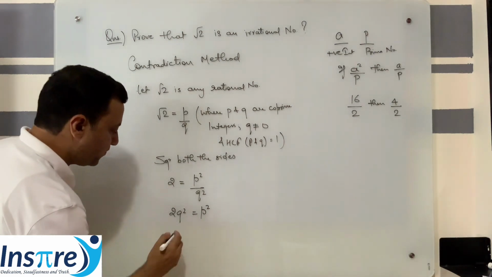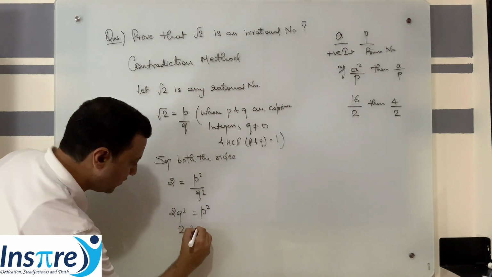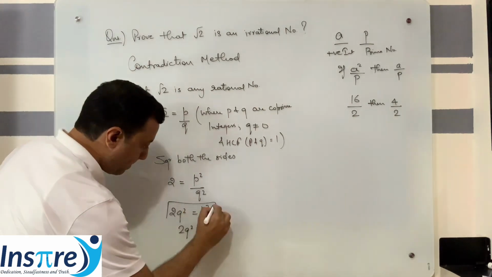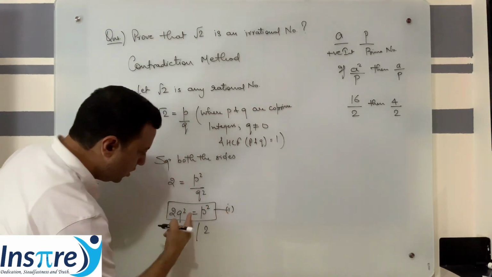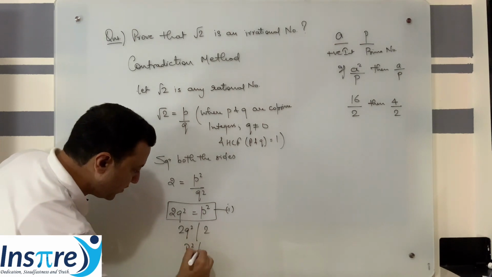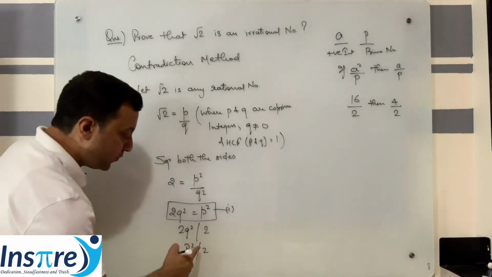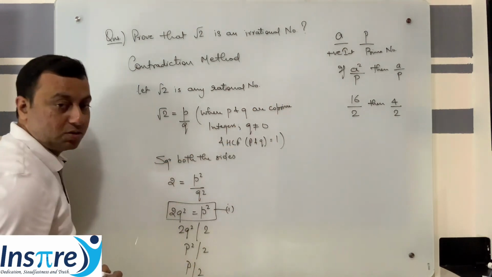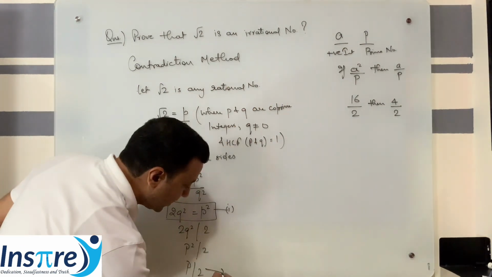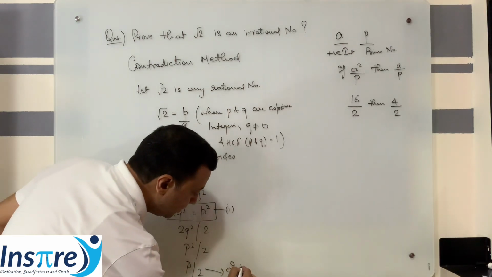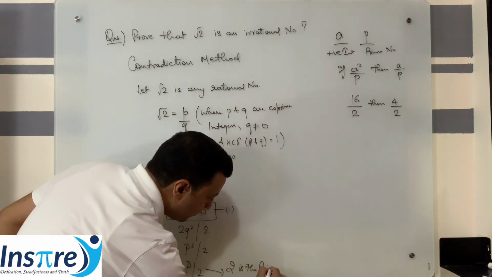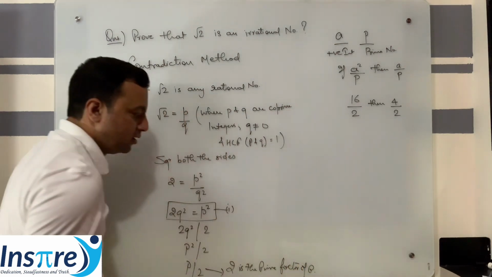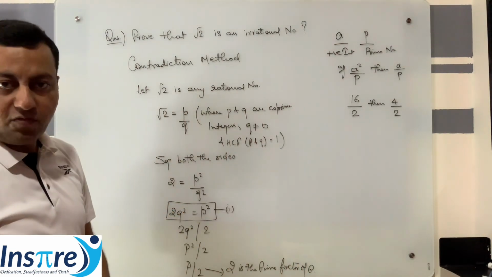So I can say that 2q square is divisible by 2. Now from equation 1, 2q square is equal to p square, so p square is also divisible by 2, and if p square is divisible by 2, then as per our theorem p will be divisible by 2. And if p is divisible by 2, we can say that 2 is a prime factor of p.